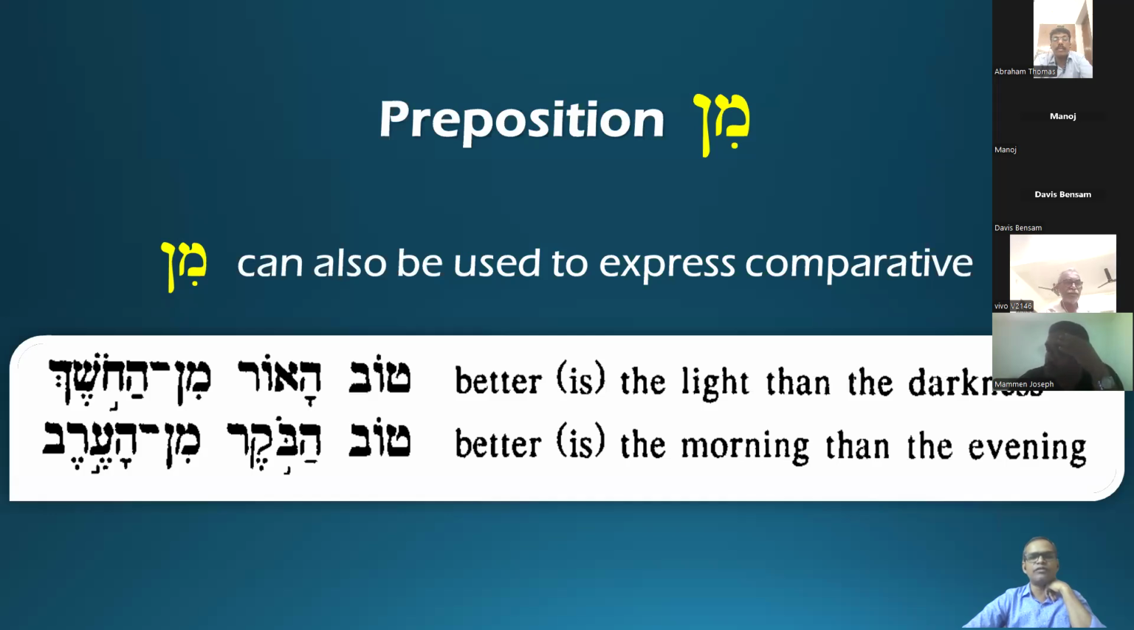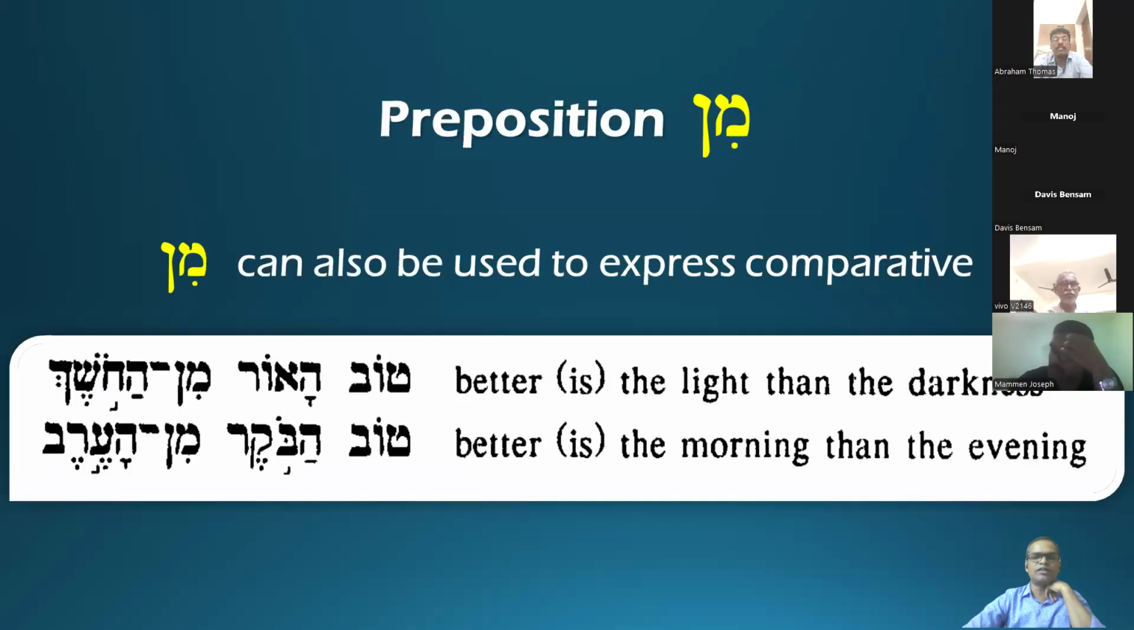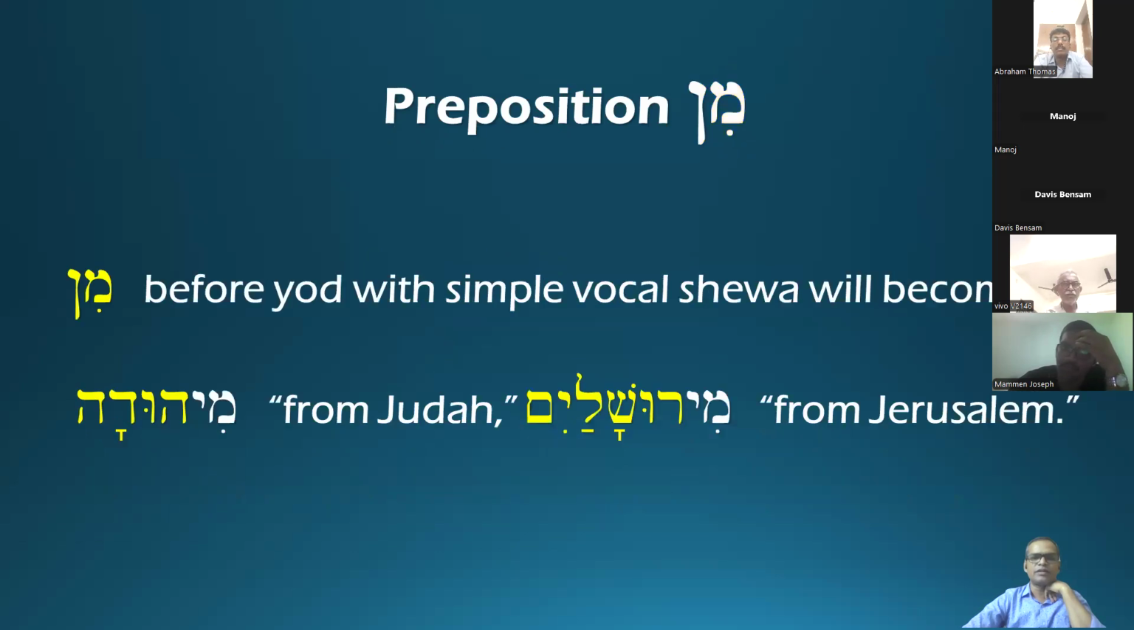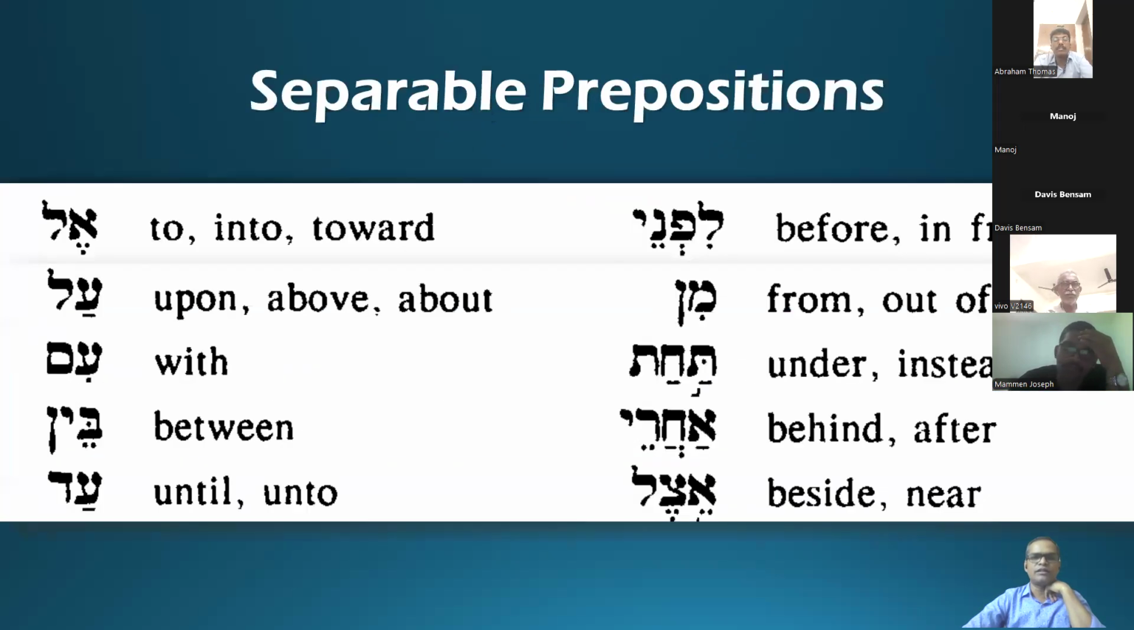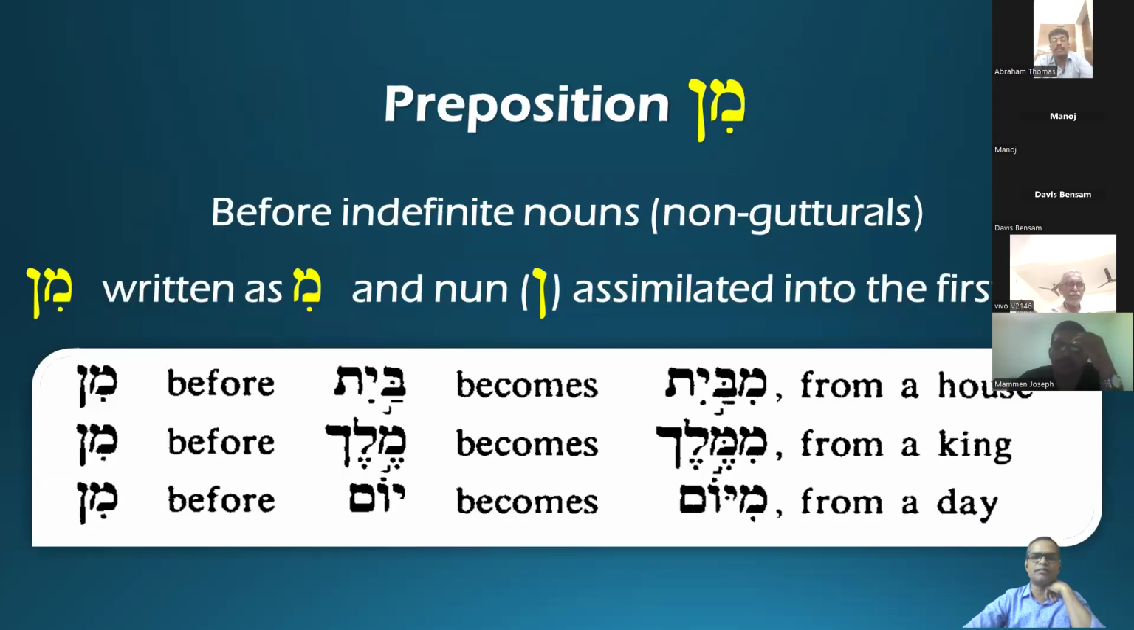So you see here, when you find such phrases, you can easily understand that here min is presented not as the preposition, but as an element which will express the comparative value of the sentence. All right. So this is the third function of min. So that's all to do with the separable prepositions. Among the separable prepositions, min will function in some places as separable and in many places as inseparable.